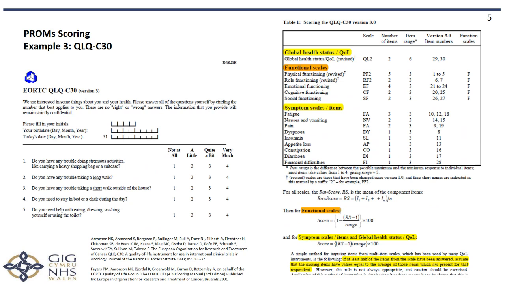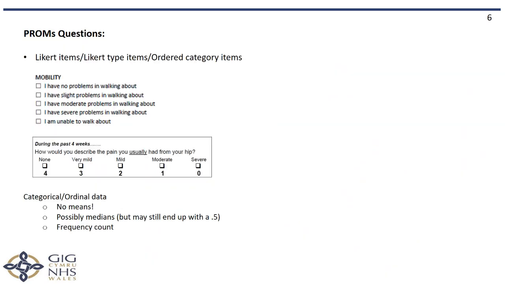So what I wanted to show from these examples is that basically each scoring method or algorithm can be different for every PROM tool. So some are simpler, some are a lot more complicated, but generally they're all very different to each other. Just go to the next slide, please.